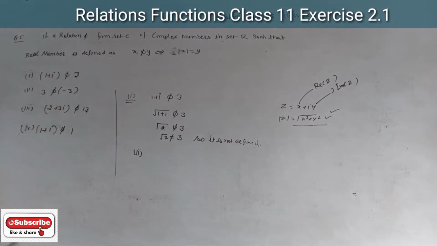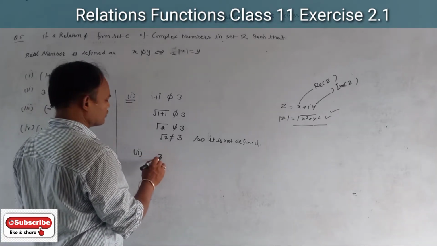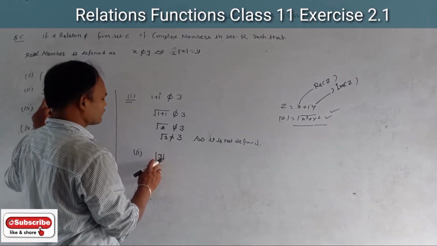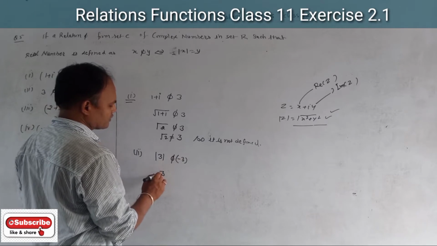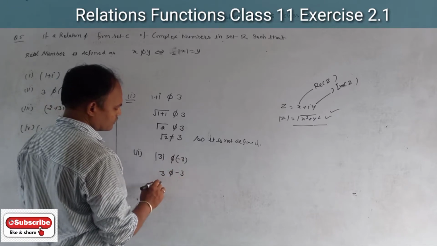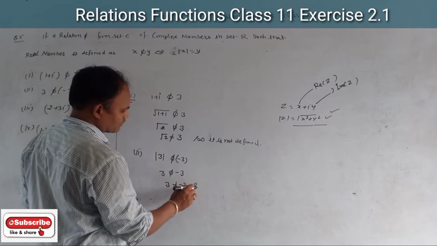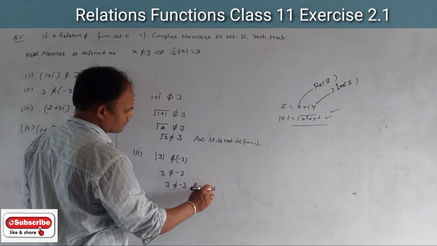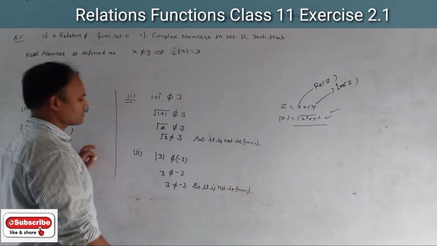Okay. Now the second one is 3 phi minus 3. When we find the modulus of 3, we get 3 phi minus 3. So 3 is not equal to minus 3, so it is not defined. It is also not defined.